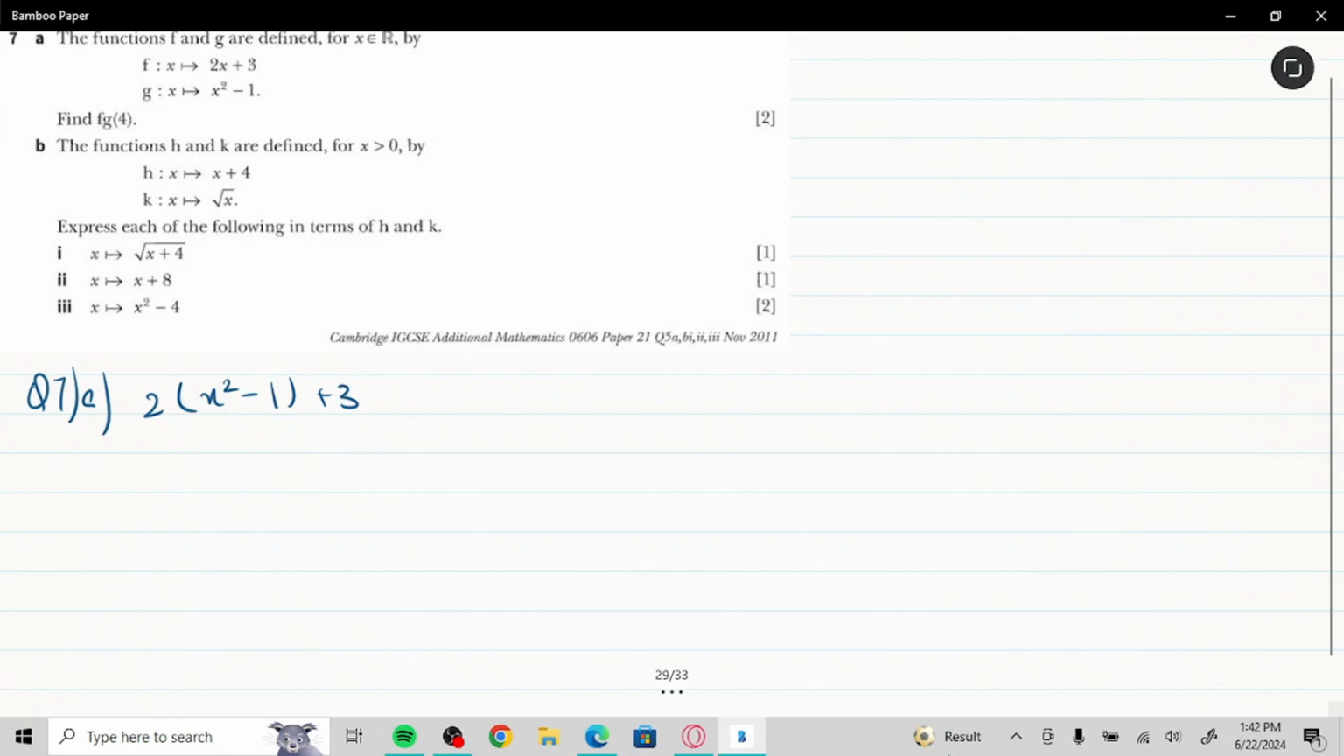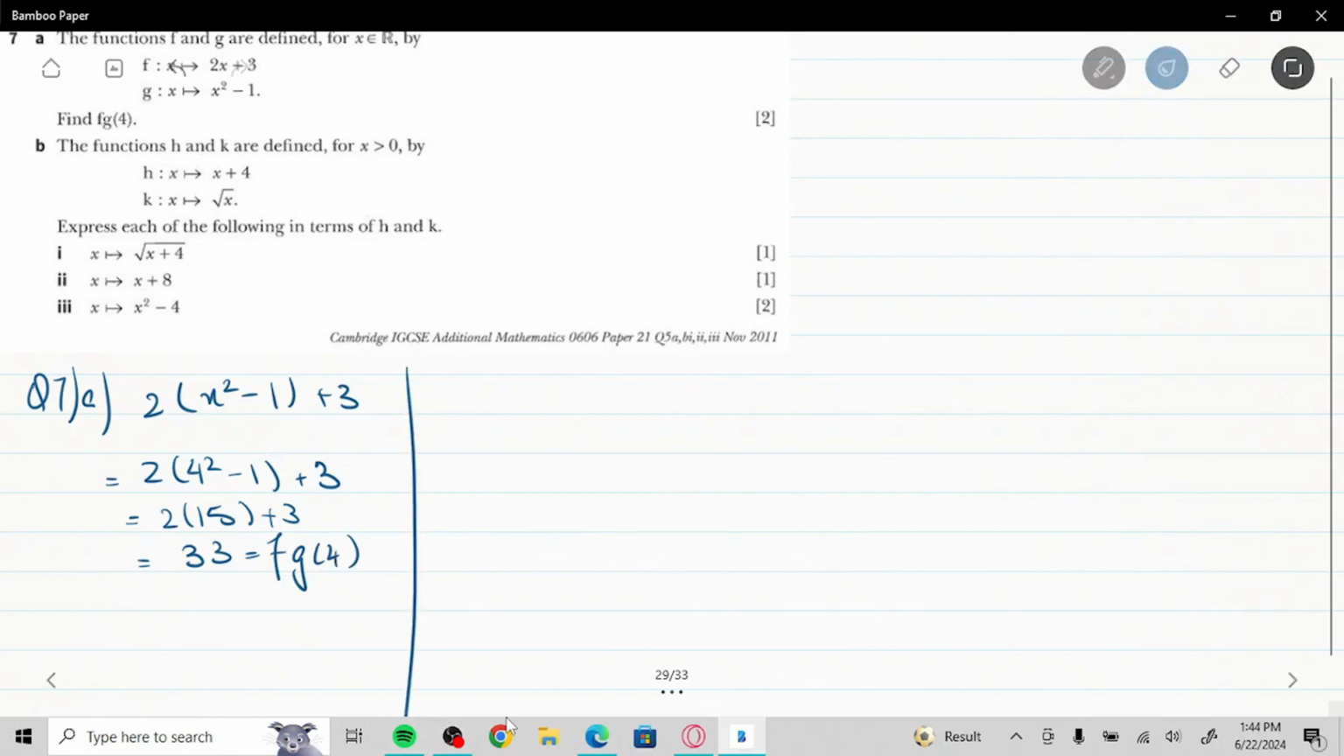So now the second step is to input the value of x to be 4. So 2(4 squared minus 1) plus 3. Simplify this, we are going to get 4 squared is 16, 16 minus 1 is 15, 15 multiplied by 2 is 30, and 30 plus 3 is 33, which in return is equal to fg(4). That is it for part A.